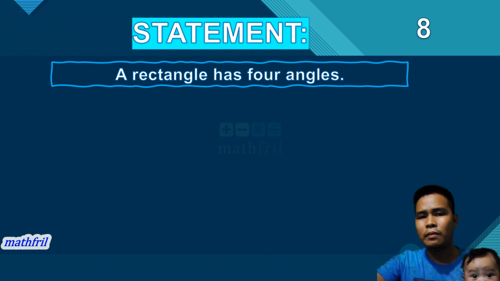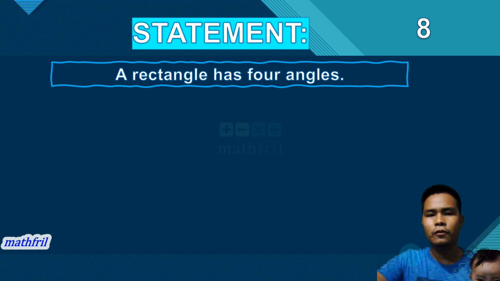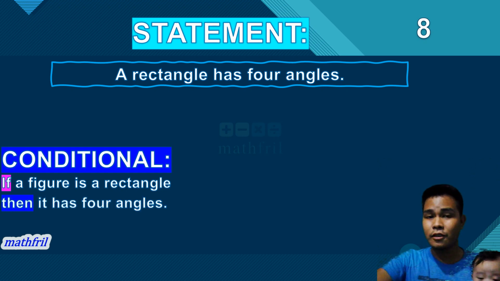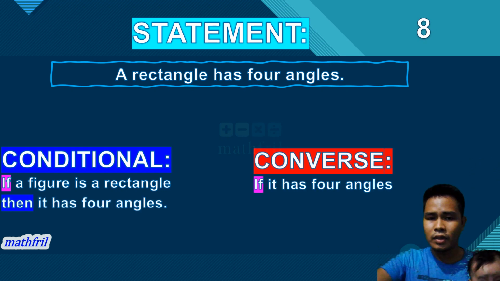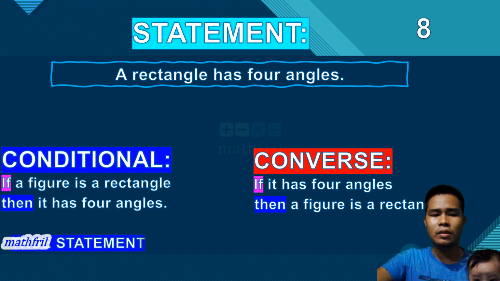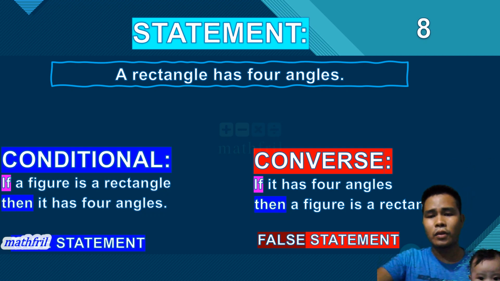Sometimes it will be given in this kind of context, only one sentence, and here it goes. If a figure is a rectangle, then it has four angles. Converse, if it has four angles, then a figure is a rectangle. True statement, false statement. Again, the converse is not always true with regards to conditional.